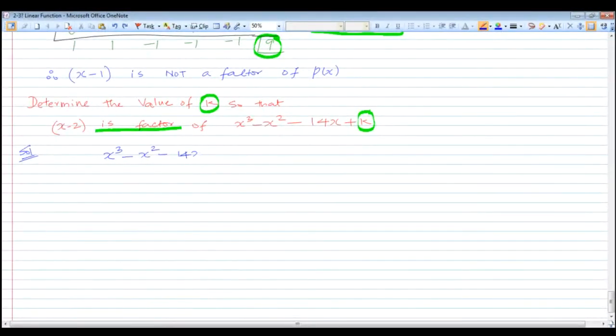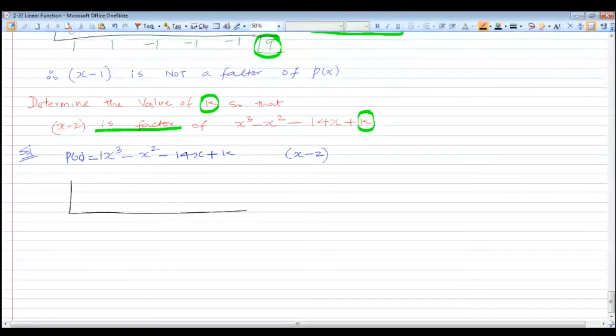This is x cubed minus x squared minus 14x plus 4. So this is my P of x. And here the factor is given, x minus 2. So how will you do this one? By using synthetic division.